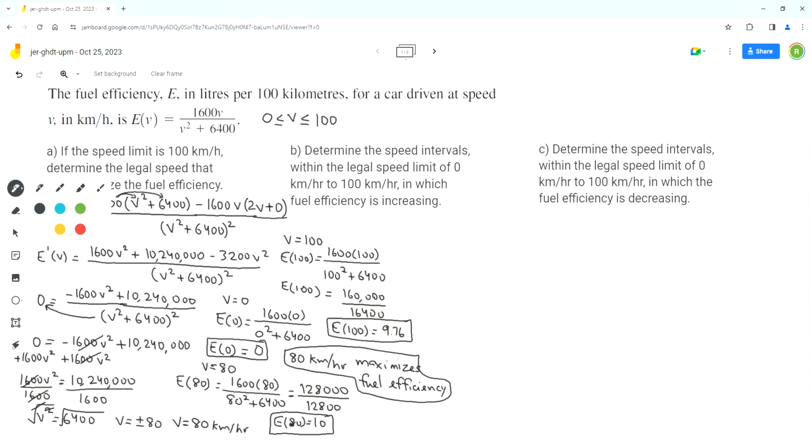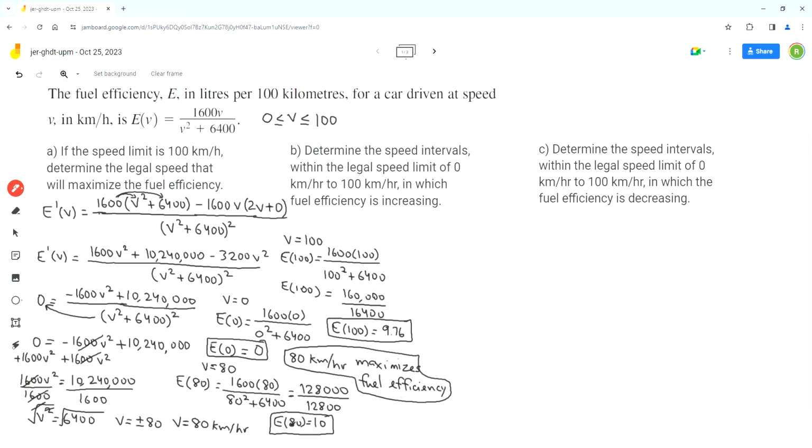Now we can analyze part B. In part B, we have to find the speed intervals within the legal speed limit of 0 to 100 kilometers per hour in which the fuel efficiency is increasing. If the fuel efficiency is increasing, that means the slope of the tangent at those speed intervals is positive. And we know the slope of the tangent is determined by the derivative of the function, in this case the fuel efficiency function E. So the first step here is to set the fuel efficiency derivative to greater than 0, because that means the slope of the tangent will be positive and therefore the fuel efficiency will increase in that interval.